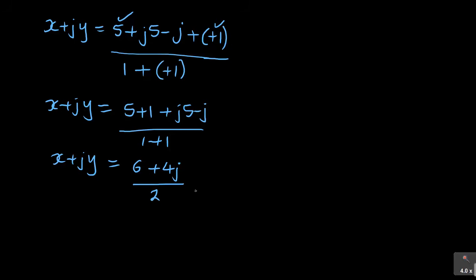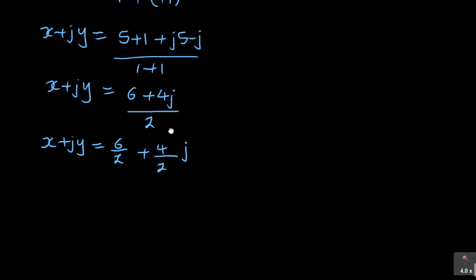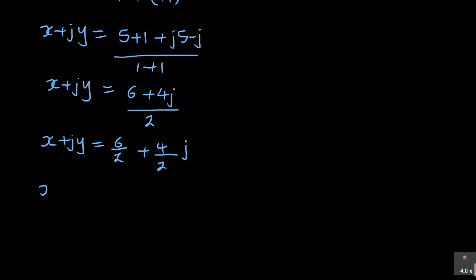Are you seeing that? And then at this stage we can distribute the 2, because the 2 affects the 4 and the 6 separately, which is x plus jy, which is 6 over 2 plus 4 over 2 j. And then when we simplify that further, we are going to have x plus jy is equal to, there we've got 3, and there we've got 2. So this is 3 plus 2j.